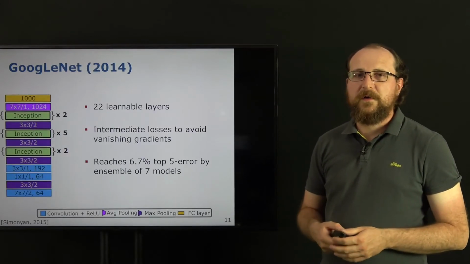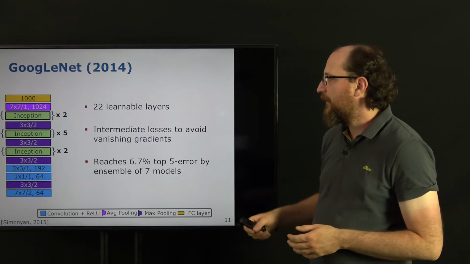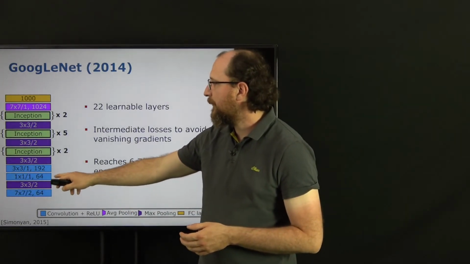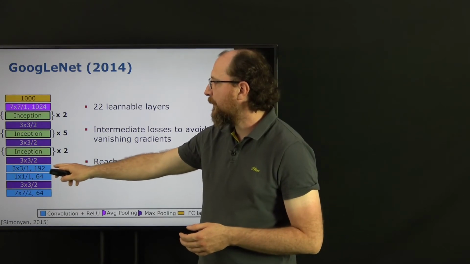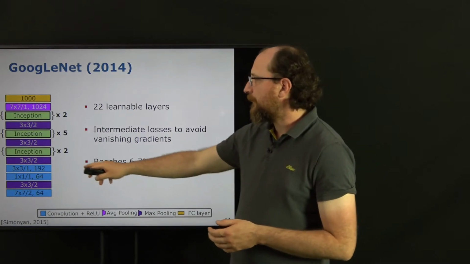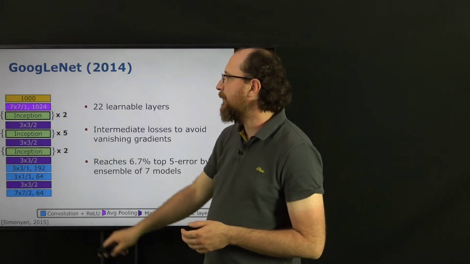And the structure now looked as follows. We have in the beginning again 7 by 7 convolutions, then a max pooling operation, then another convolution on top of this, and this is the so-called stem of the network. And then we had the inception layers in between.